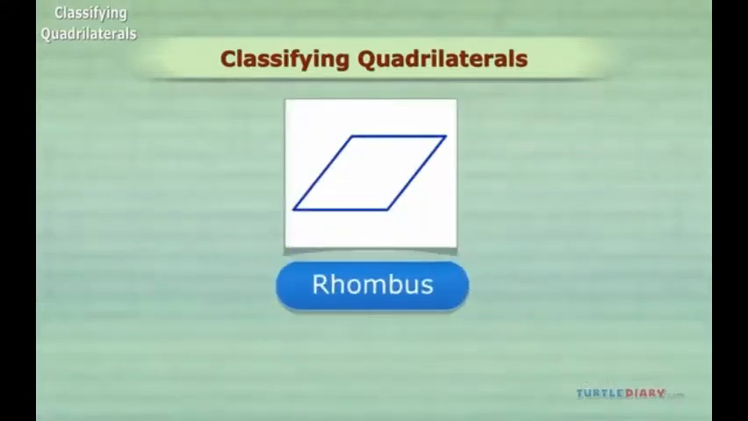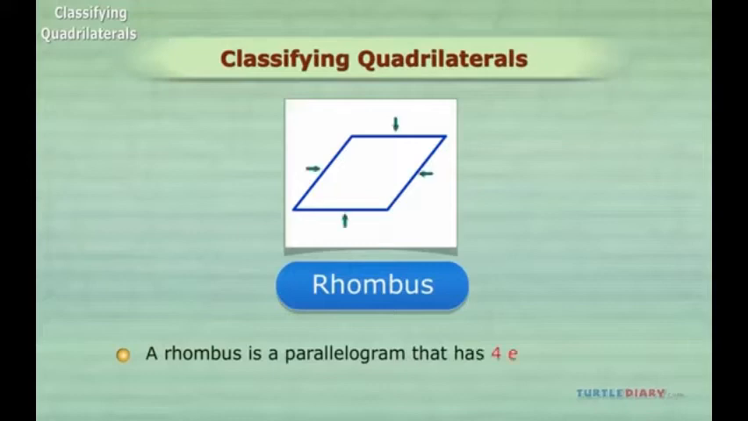2. Rhombus. A rhombus is a parallelogram that has 4 equal sides. That may sound like we're describing a square, but as you can see, a rhombus isn't necessarily a square. A rhombus typically looks like a square that is slanted.